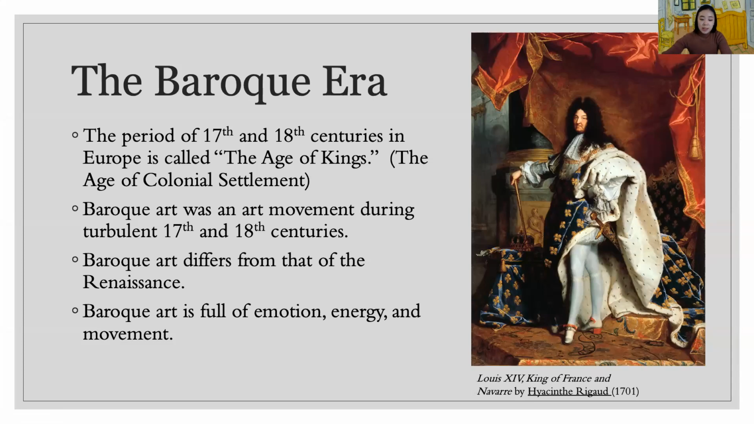The period of the 17th and 18th centuries in Europe is called the Age of Kings. Some of the most powerful rulers in history occupied the thrones of various countries during this time. This same period could equally be called the Age of Colonial Settlement. The Spanish, the Portuguese, the Dutch, the English, and the French had established permanent settlements in North and South America.